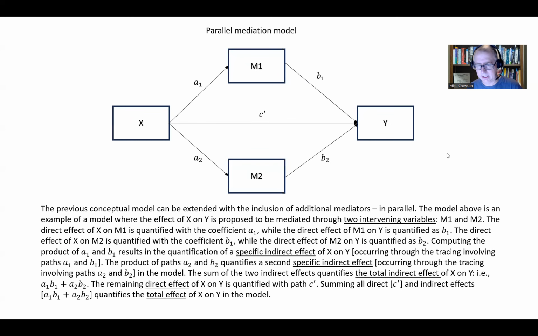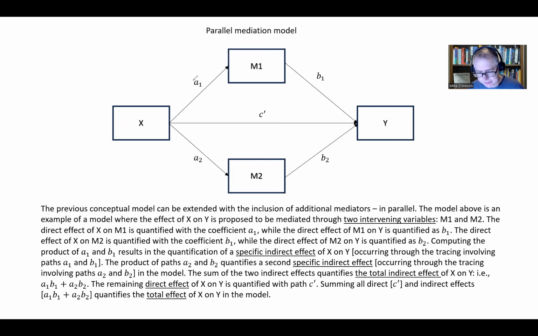So here's our parallel mediation model, just to give you an idea of what it would look like. Again, this has just two mediators, but theoretically we could incorporate any number of possible mediators of the effect of X on Y. In this particular model, we have X, M1, M2, and Y.